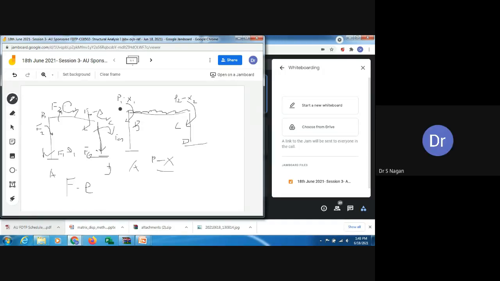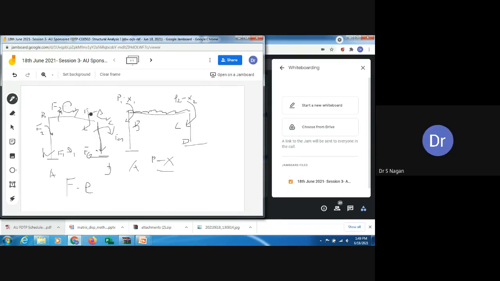F2 plus F3. Very good. It's similar to beam analysis only. Okay. So, P1 equal to, here I have F2, F3. So, F2 plus F3. So, I can write P1 equal to F2 plus F3. So, what will be P2? F3, F4, sir. F3 plus F4.